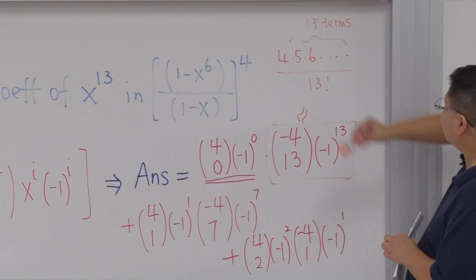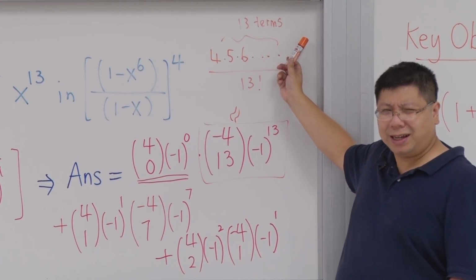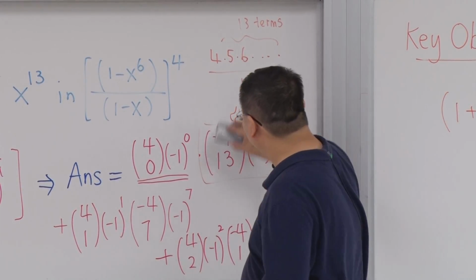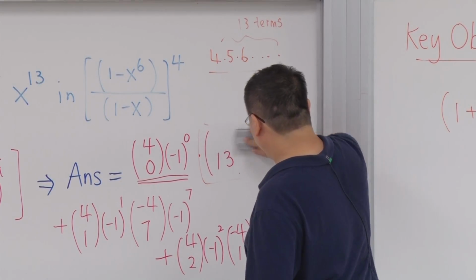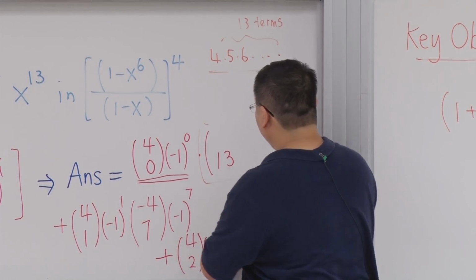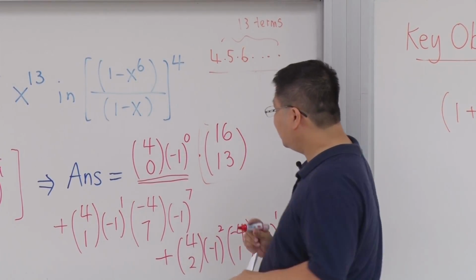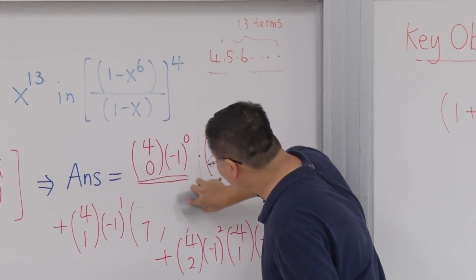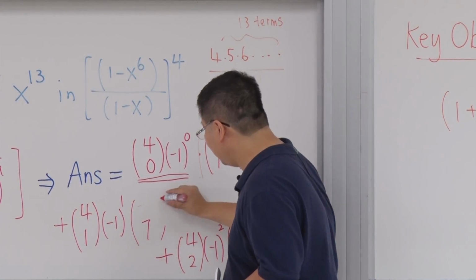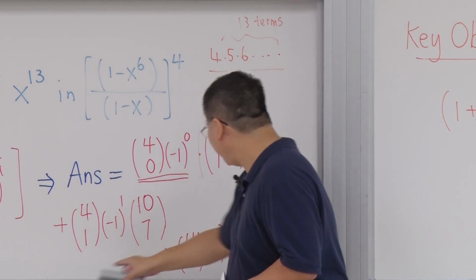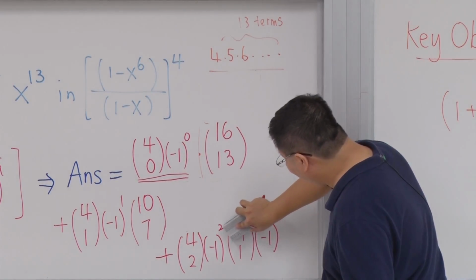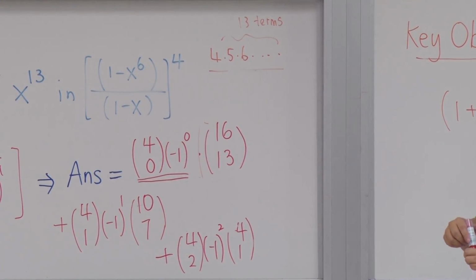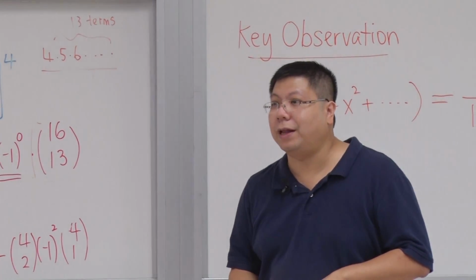And then what is it? So this is a 4, and the last term is going to be 16. So this is going to be 16 choose 13. It turns out that this whole thing is 16 choose 13. And then similarly, this whole thing is going to be 10 choose 7, positive. And then finally, this whole thing is going to be 4 choose 1. So you can calculate this fairly easily.